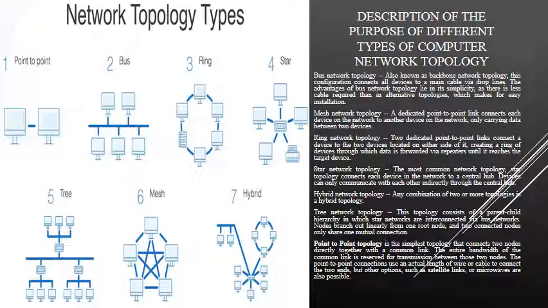Point-to-point topology is the simplest topology that connects two nodes directly together with a common link. The entire bandwidth of the common link is reserved for transmission between those two nodes. The point-to-point connections use an actual length of wire or cable to connect the two ends, but other options such as satellite links or microwaves are also possible.